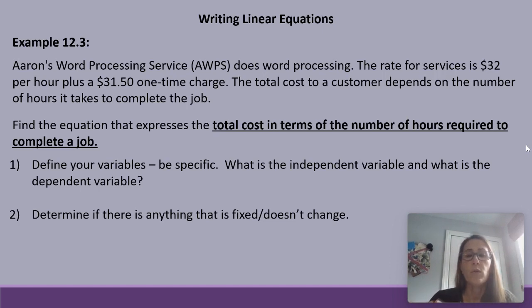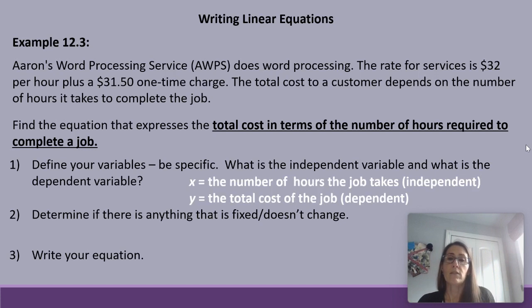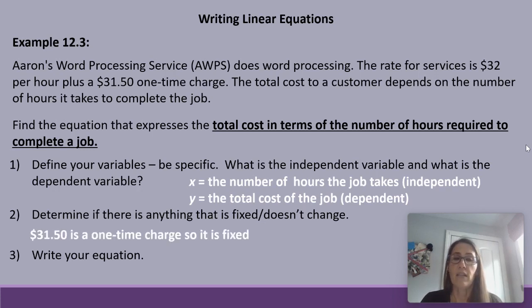So the next step you want to do is determine if there's anything that is fixed and doesn't change. And in this example, it says that there's a one-time charge. And then we write our equation with those pieces of information. So again, X is the total number of hours the job takes. So that's independent. And then the total cost of the job is going to be Y, because that's going to depend on the value that X takes on. The $31.50 is a one-time charge, so that's what's fixed or doesn't change no matter how many hours are worked. So our equation is going to look like Y equals $31.50 plus 32 times X.